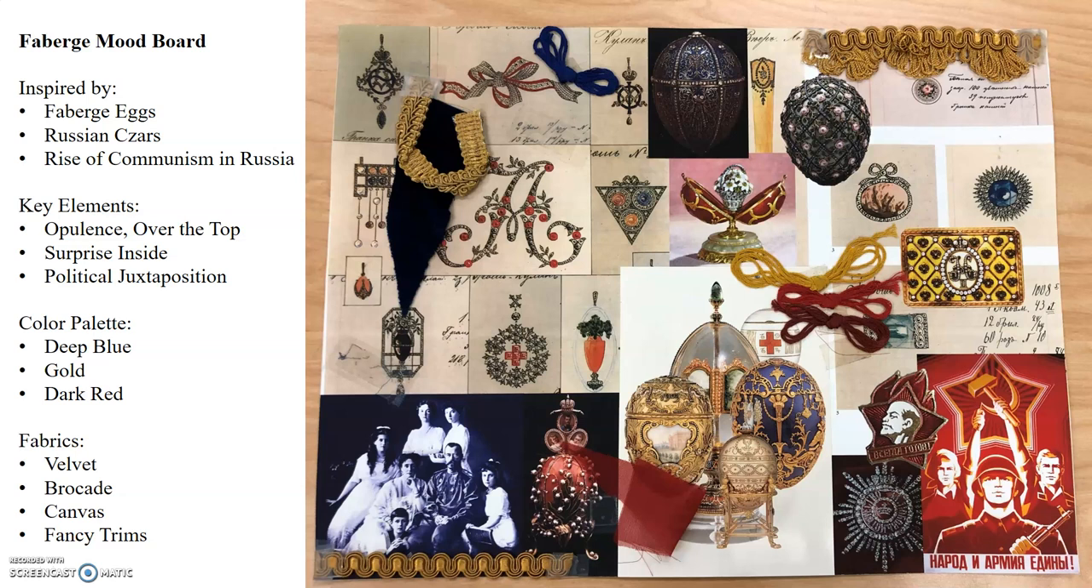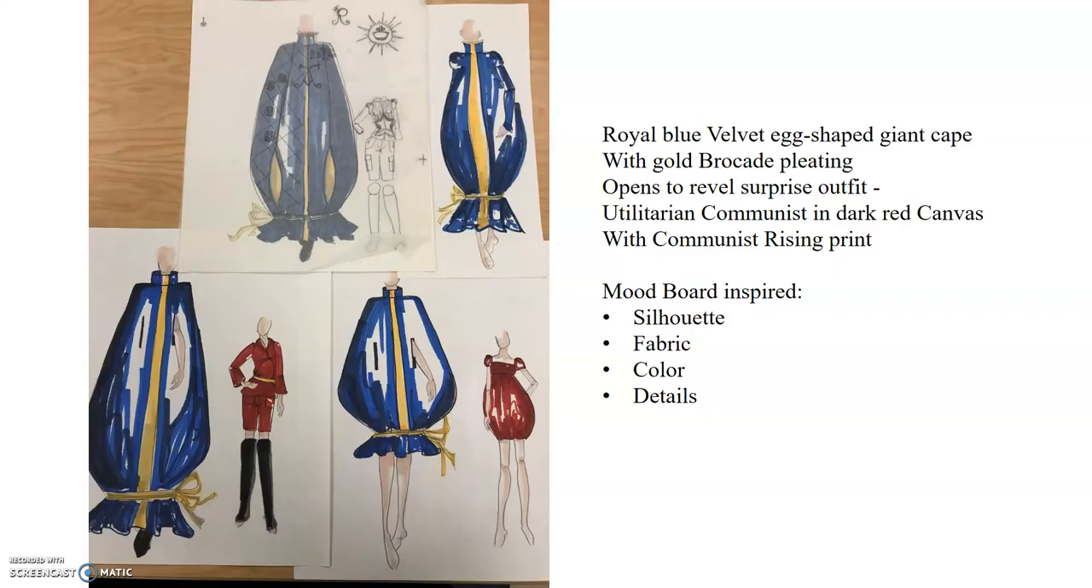So here's the mood board. You can see I've got images that I've printed out or cut out. There's postcards on here and found items. And I've also got chunks of fabric put on here because that was also part of the inspiration. A fancy trim or a velvet swatch, something like that, is going to inspire me as well.